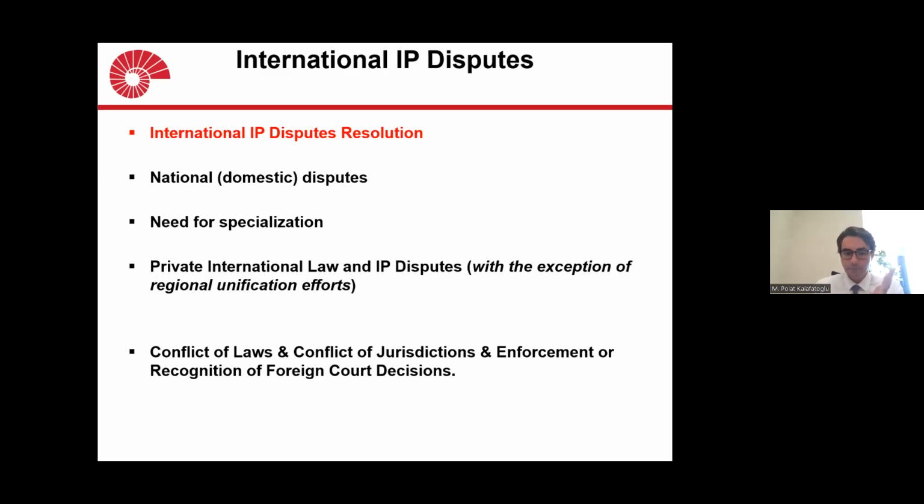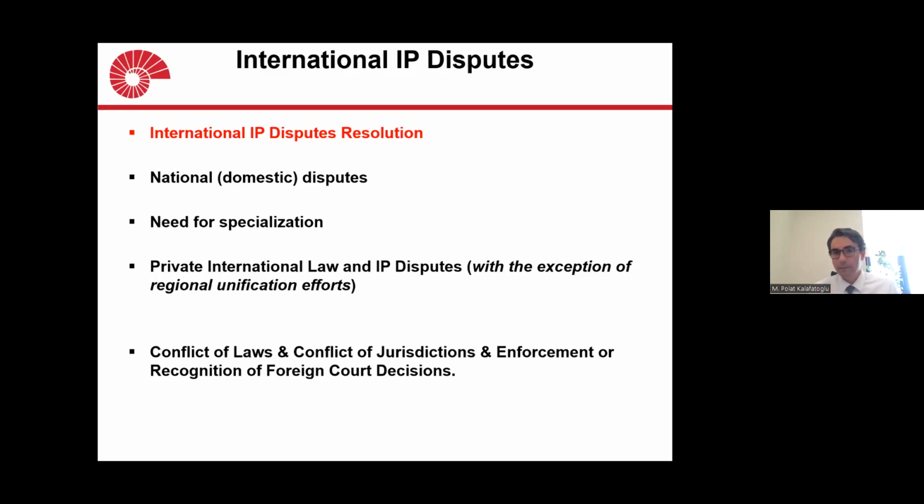For example, if you think of a purely domestic or national IP dispute, then, as I said, the first option will be to use the state courts. But if you initiate your legal action before state courts, I think the choice of this option will bring some complexities, okay?